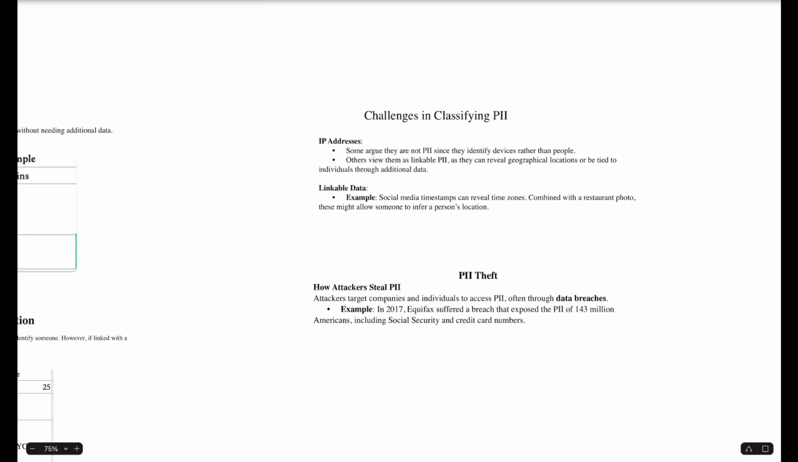And after talking about different types of PII, we can take a look at why they are being classified and what challenges that raises. So one of them is the IP address. So some people argue that they're not PII, since they identify devices rather than people, so it's not the person themselves, but rather the device they identify. But others view them as linkable PII, so they can reveal geographical locations or be tied to individuals through additional data.